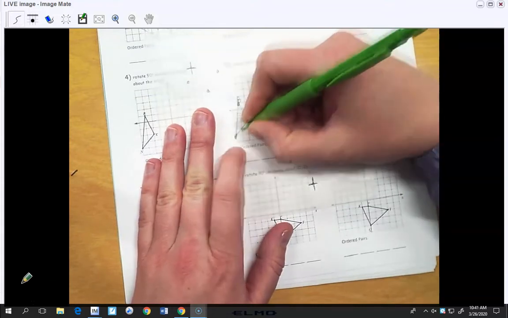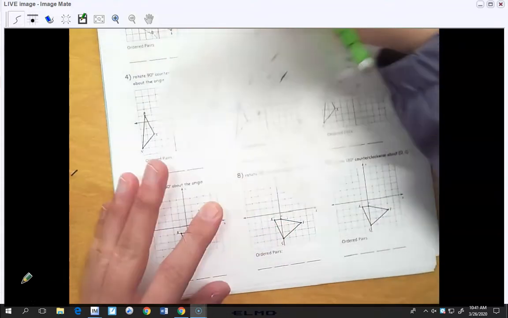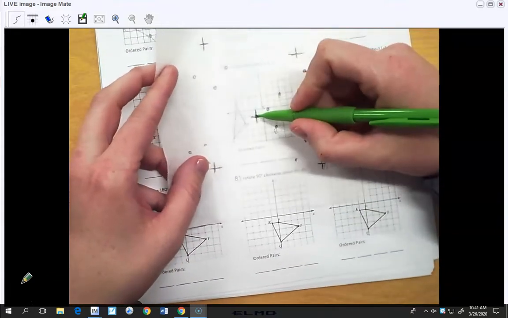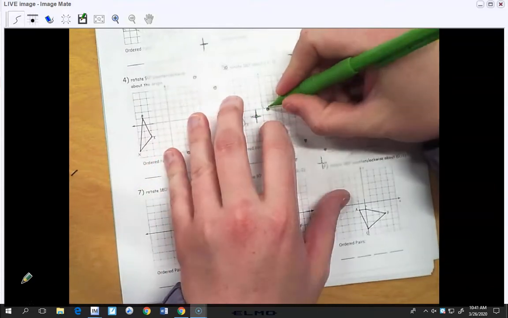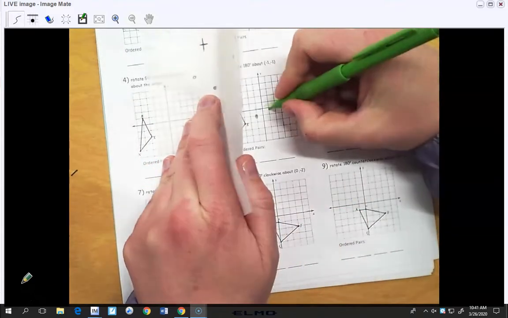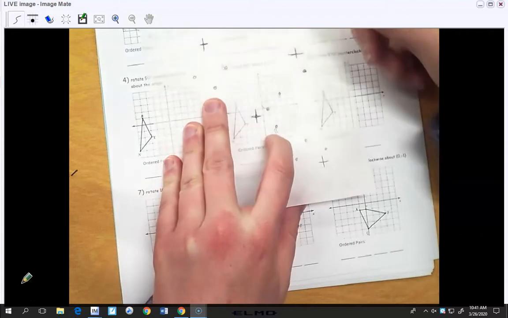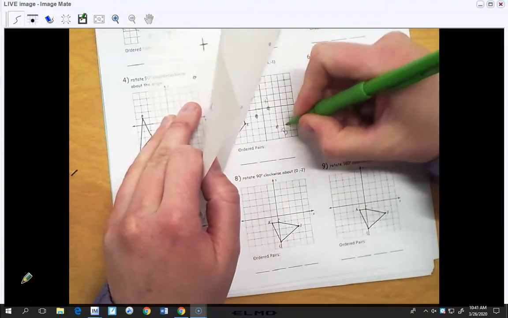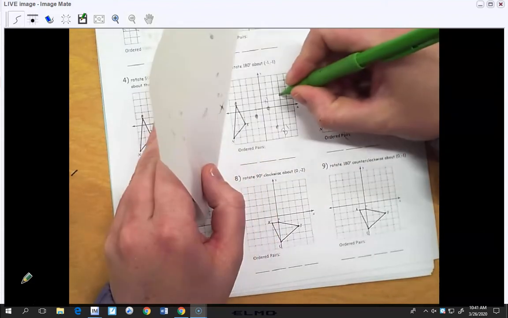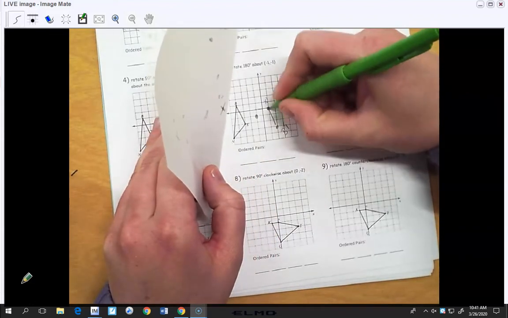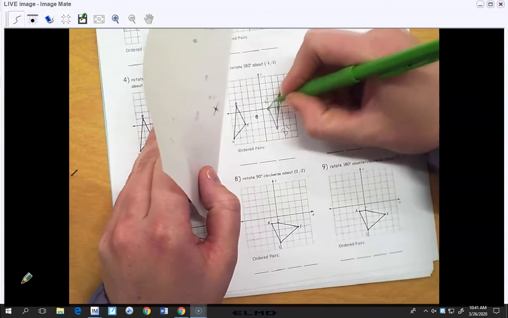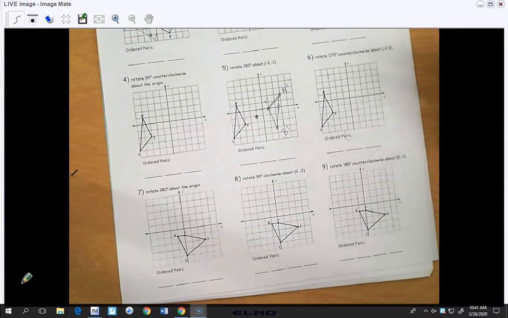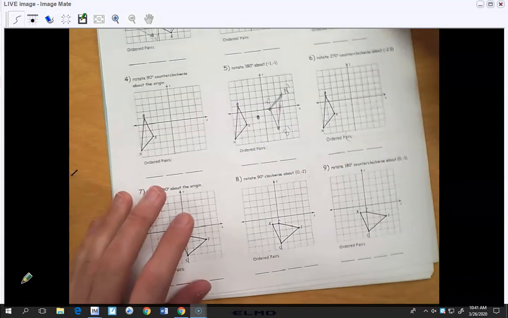B, X, and N, and then I'm going to turn it 2 times, and I'm going to line up my T with that point. So X is now here, X prime, B is now here, B prime, and N is now here, N prime. Go ahead and connect them. You'll know you did it right when you have the exact same shape. You should always have the exact same shape when you finish. It's just been turned in some way or other.